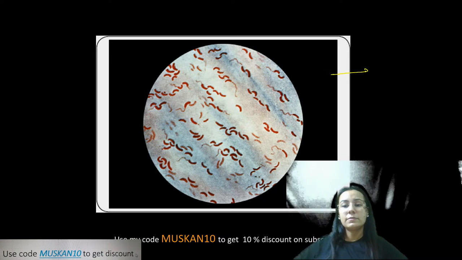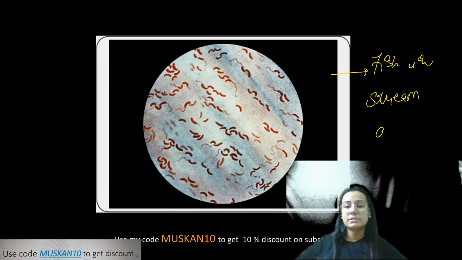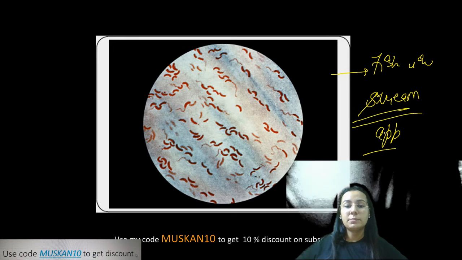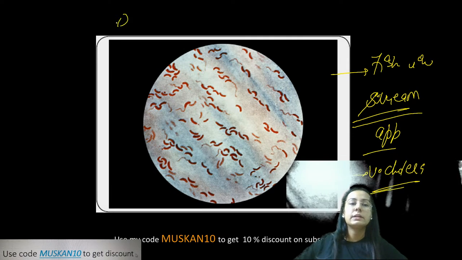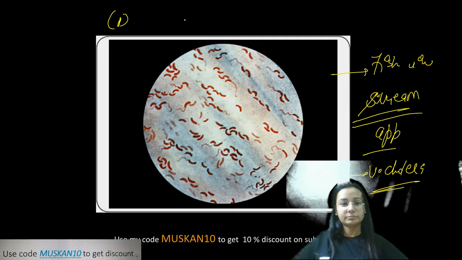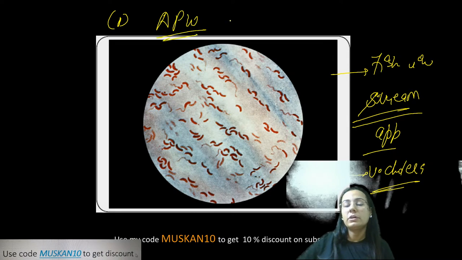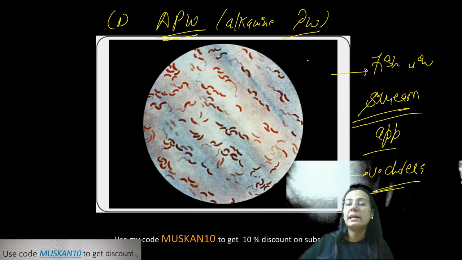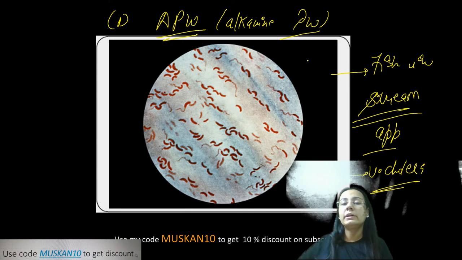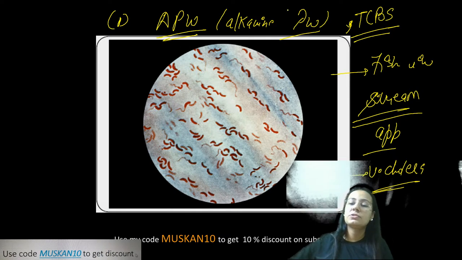Now, this is the fish in stream appearance. So fish in stream appearance is for Vibrio cholerae. Okay, and what was the enrichment media for the Vibrio cholerae? That is the alkaline peptone water. The alkaline peptone water was selective for the Vibrio cholerae, inhibiting the growth of other bacteria. Apart from this, what was the other selective media? That is the TCBS, which was for the sucrose fermentation of the Vibrio cholerae.